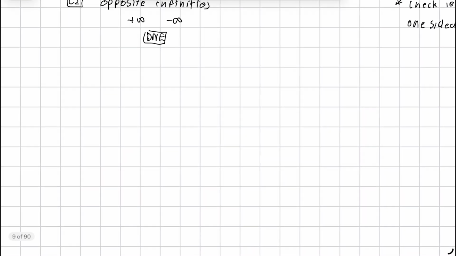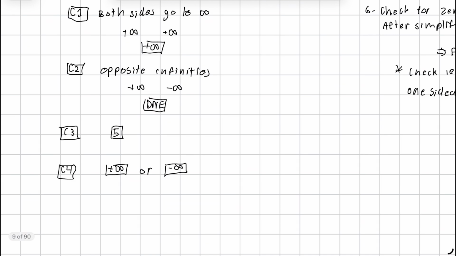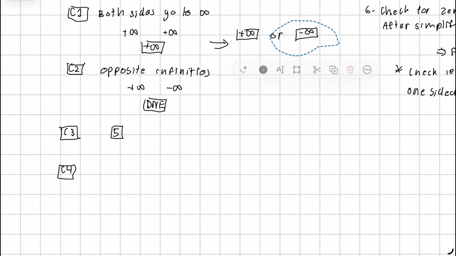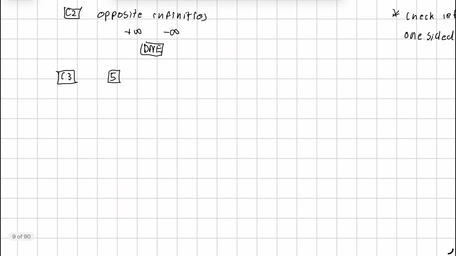Now, our big outcomes are either going to be number 1, we just get a normal number like 5. Our second outcome is we have positive infinity or negative infinity. And our third one is that it does not exist. So case 1 is going to result in positive infinity or negative infinity, depending on if they were both positive infinity or both negative infinity. So those are our 3 examples of what we could possibly get.